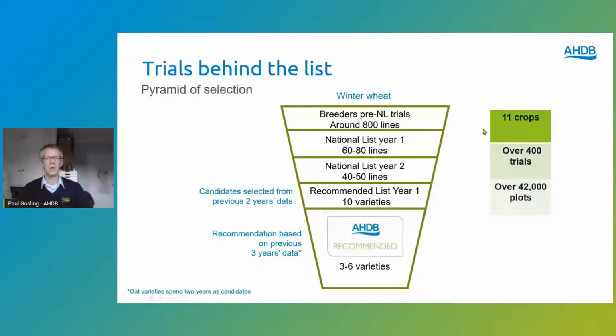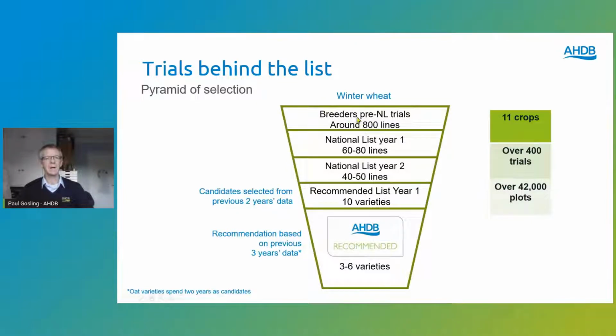And overall, we have 11 crops between our recommended and described lists, with around 400 trials, nearer 450 trials every year, and over 42,000 plots. And those trials are all inspected by our trials team. So right at the top, we start with the breeders doing their crosses, producing their different breeding lines, which might potentially become varieties. And in wheat, we're talking about 800 a year.